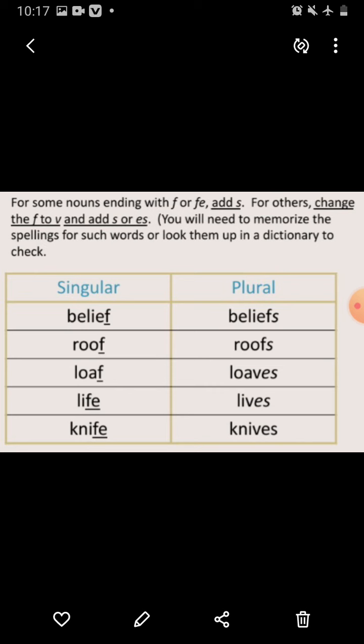Now here, singular, you can see belief, F. With belief you have to add S, beliefs. Roof, you have to add S with roof. Loaf, but here you have to remove F and add VES, loaves. Now here life, you have to remove F and add VES. Knife, FE at the end, you have to remove FE and add VES. Knives. Clear?